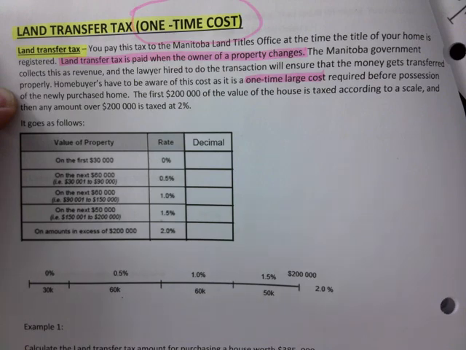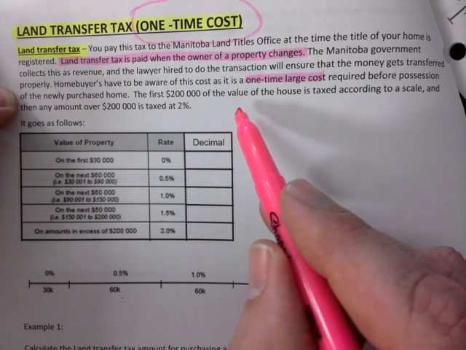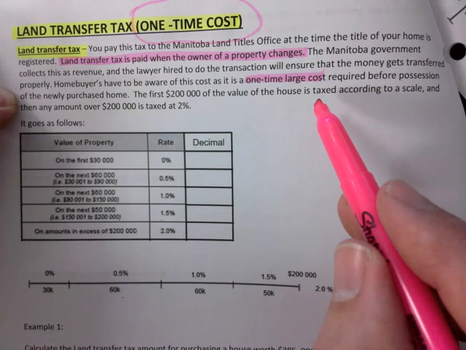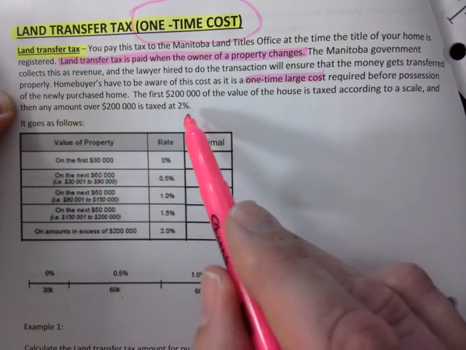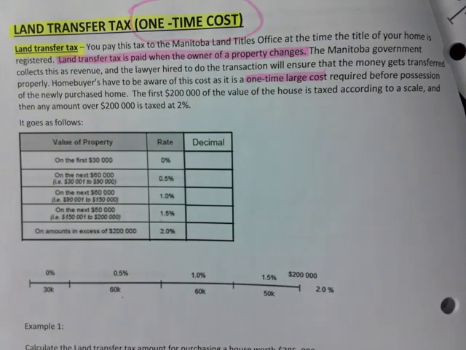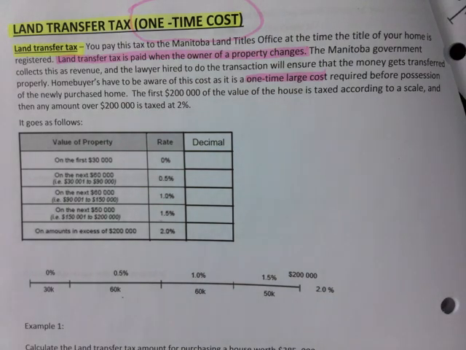Okay. The first 200,000 of the value of the house is taxed according to scale. Any amount over 200,000 is taxed 2% flat. Okay. So make sure you follow along with this.